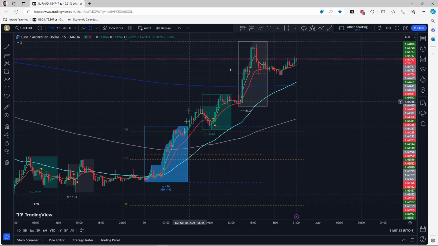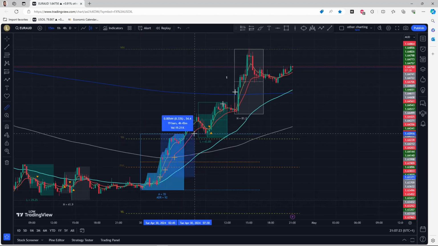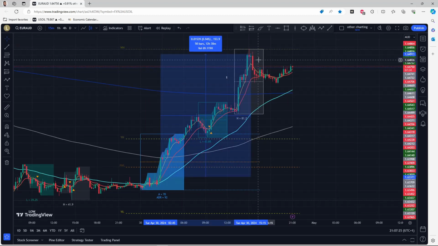Euro Australian dollar, more a case of it happening in the early hours. I'm in the UK, so I wouldn't take something like this, but if you're in the US or some other part of the world, you would be able to take that. And then if you did, that gives you 150 pips here.